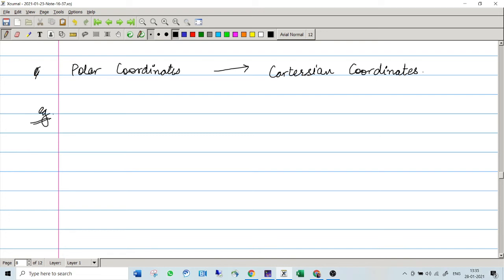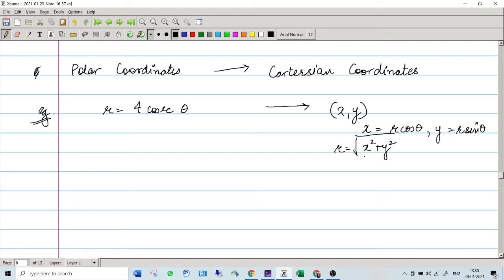So let us consider an example first. You have that r is equal to 4 cosecant theta. You want to convert it in terms of x and y. So you know that if you have r and theta in the picture, you can have x and y as the relation either x is equal to r cos theta and y is equal to r sine theta, or you can use the relation r is equal to square root of x square plus y square and theta is equal to tan inverse of y by x. So you can use either this set of relations or the other set.